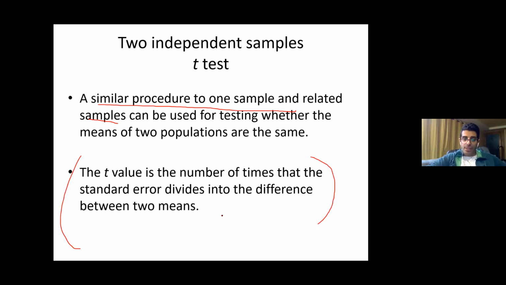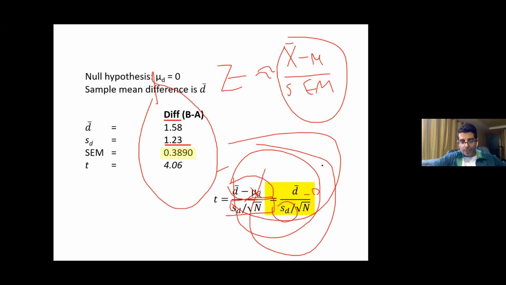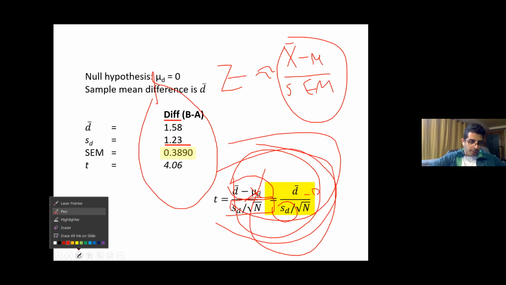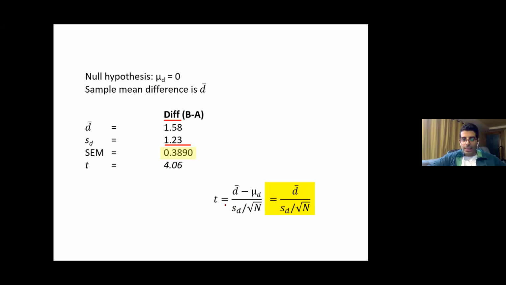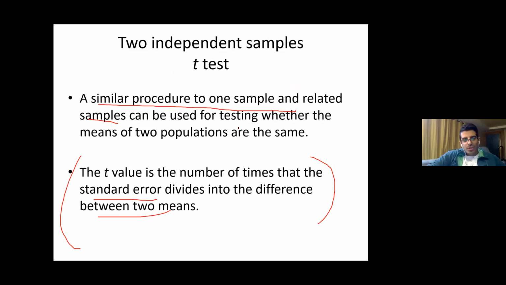And then they mentioned this thing down here, which should have been mentioned in the beginning, that the t-value is the number of times the standard error divides the difference between two means. And that's exactly the definition of the formula. Right, let me clear all of this so I can show you. It's the standard error divided that many times into the difference between the two means. All right. So again, we all understand this, we all know this.